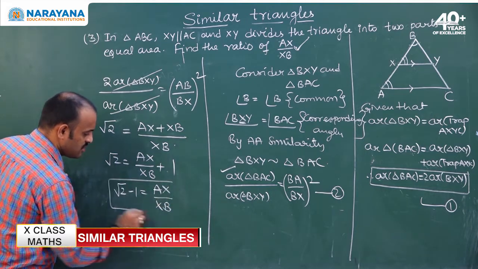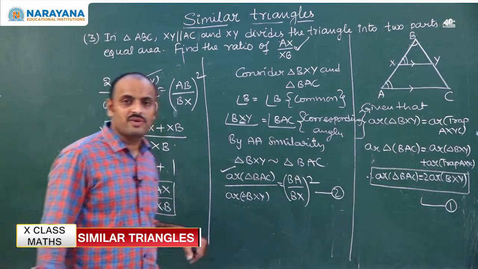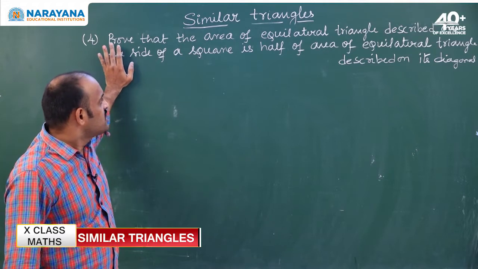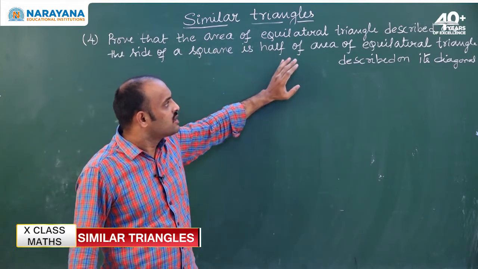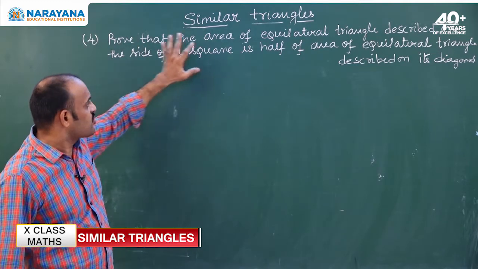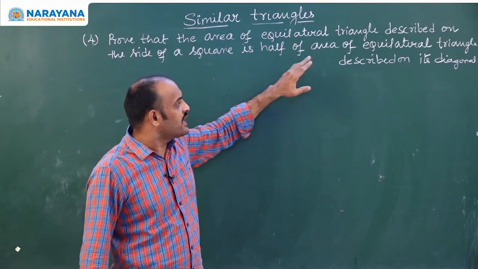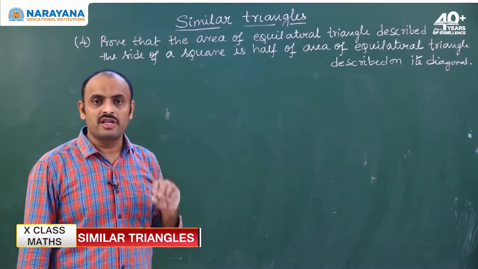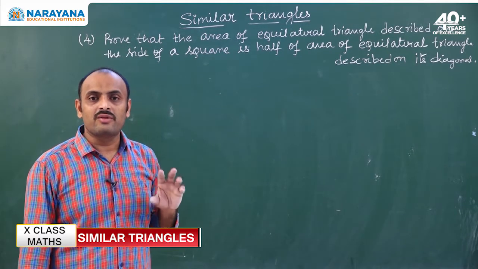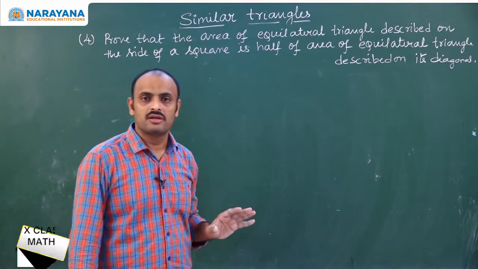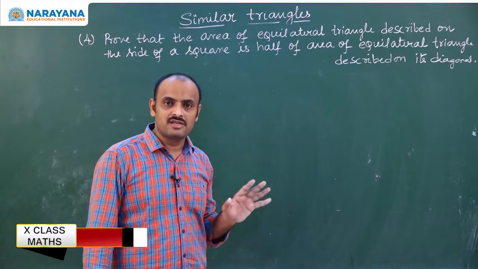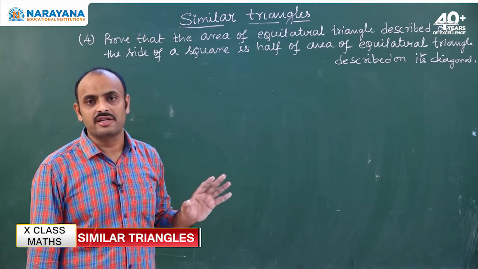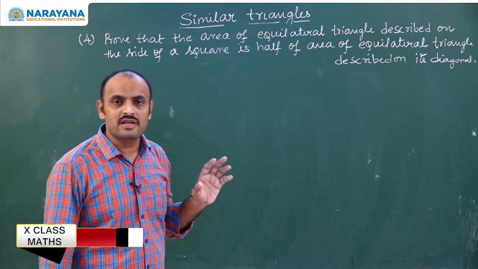So, hope you understand this question. Let's see one more example. Prove that the area of an equilateral triangle described on the side of a square is half of the area of the equilateral triangle described on its diagonal. One thing, make sure that all equilateral triangles are similar, because whatever the sides may be, each angle of an equilateral triangle is 60 degrees. Therefore, all equilateral triangles are similar.